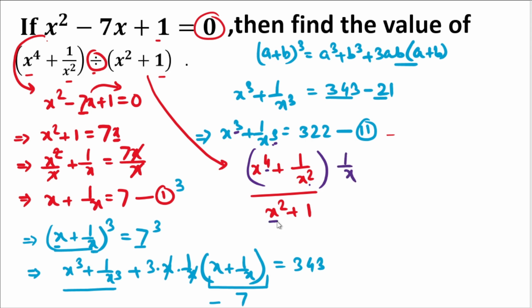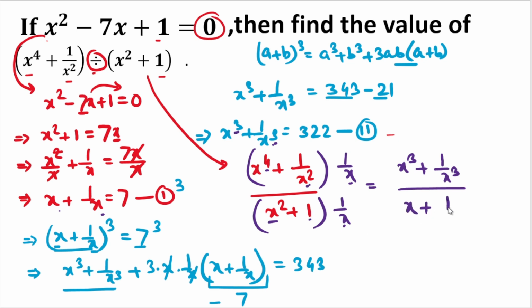Now in the denominator we have x square plus 1, and we have the value of x plus 1 over x. Here also we will multiply by 1 over x, so that this 1 over x and this 1 over x will be cancelled. If we multiply x square and 1 over x, we will get x, and here we will get 1 over x. Now let us simplify it. So x raised to the power 4 divided by x will be x cube plus, so here the x cube will be multiplied by this x, so it is 1 over x cube. In the denominator, x square divided by x gives x, plus 1 divided by x, which is 1 over x.